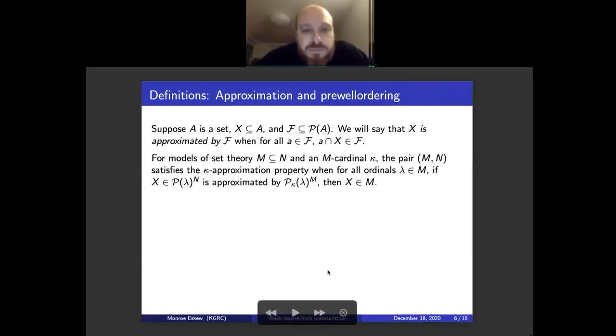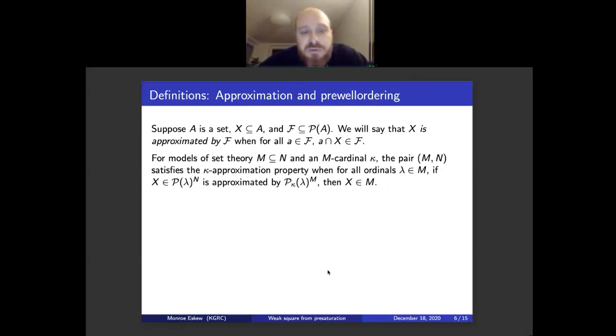Okay, so let's say you have a subset X of A and a family F contained in the power set of A. We say that X is approximated by the family F when for all little a in F, a intersect X is also in the family. So the idea is that F contains a lot of small sets, and for every small set in the family, you intersect it with X, and that's also in the family.